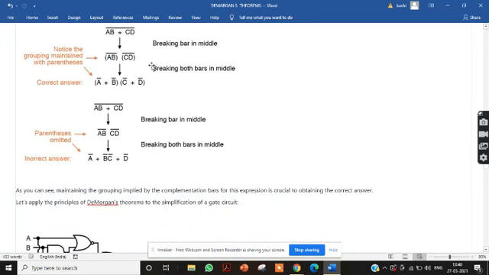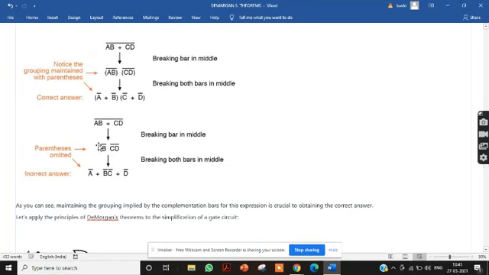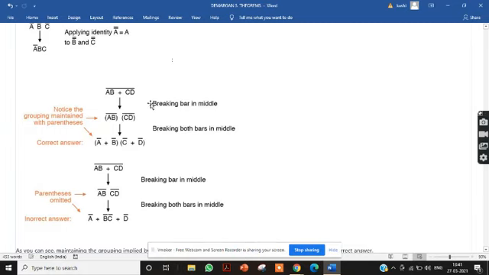So in this way you have to do it. And here is another mistake you can make. Breaking the bar in the middle, it comes to AB bar into CD bar. Now this is a right step, but if you break both bars in the middle at once, then what happens? A bar plus B bar, C bar plus D bar. This is a wrong step. So remember the correct steps to follow. That is a very easy way.